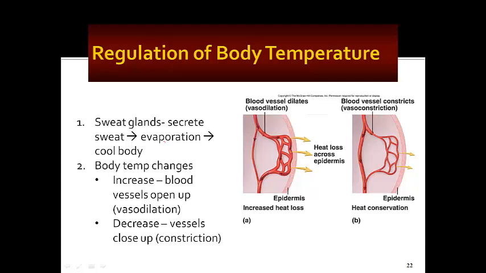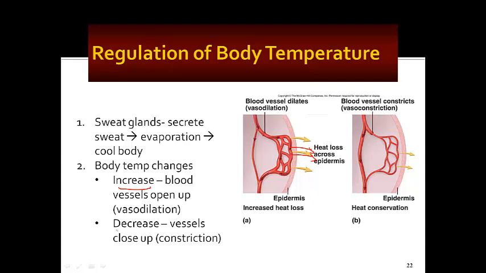Sweat ends up on your skin, and as that water, that plasma filtrate, evaporates, that cools your body. Your body temperature can also change because your body can open or close your blood vessels. When you are hot and your temperature increases, your blood vessels open up to release heat, with more blood flowing through the vessels, and that means that more heat is being lost across the epidermis.